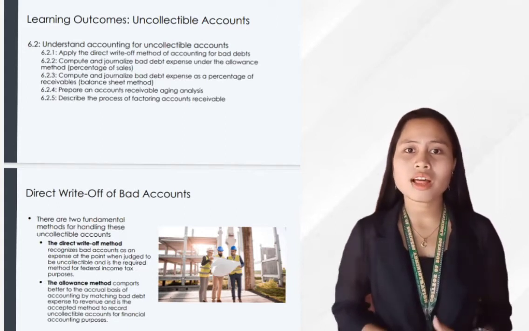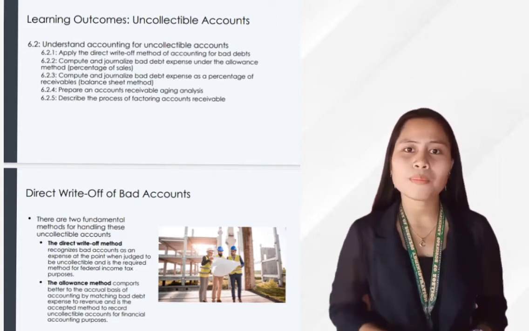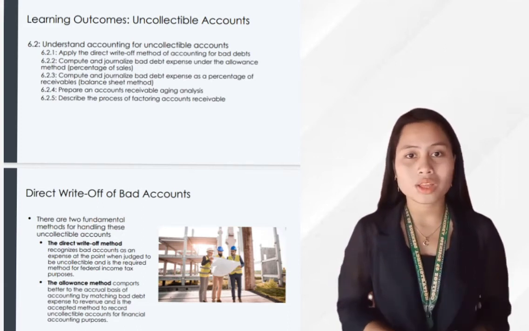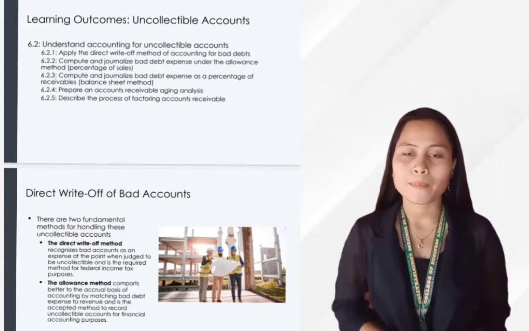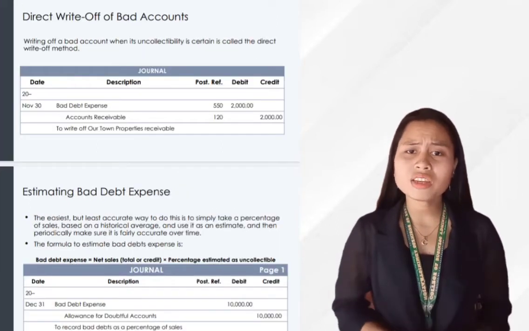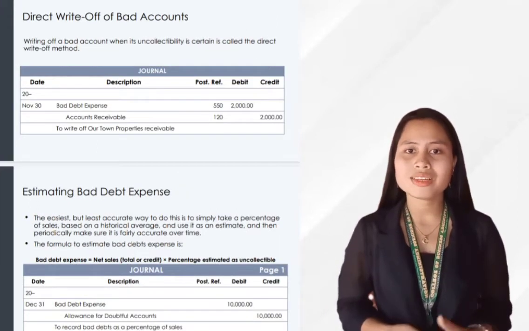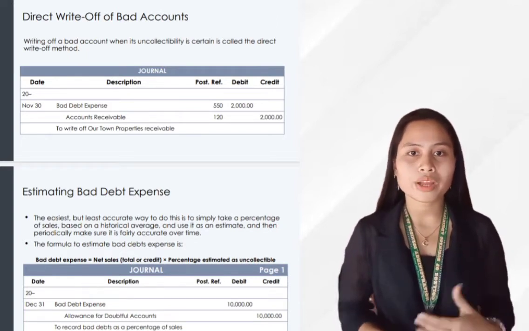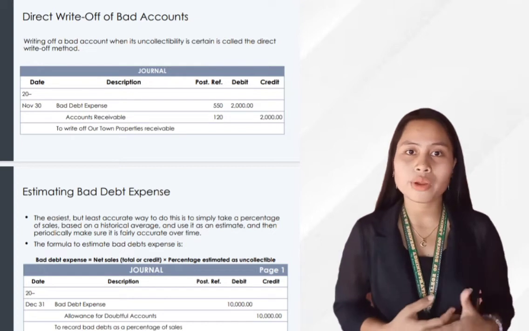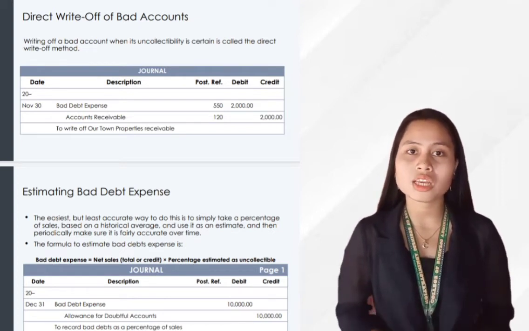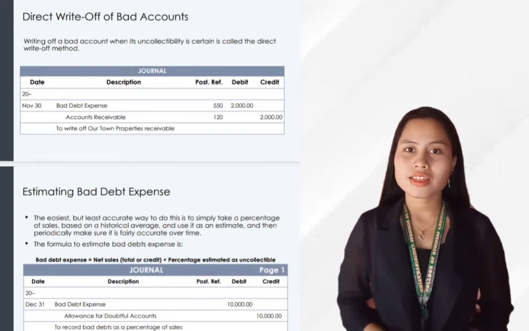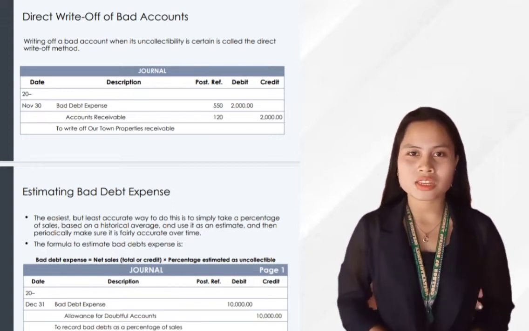So, allowance method, this means that a company records revenue when it is earned, not when the company collects the money. And writing off bad accounts when its uncollectability is certain is called the direct write-off method. So, tawagon siya direct write-off method and means the writing off of uncollectability. And the next is estimating bad debt expenses.